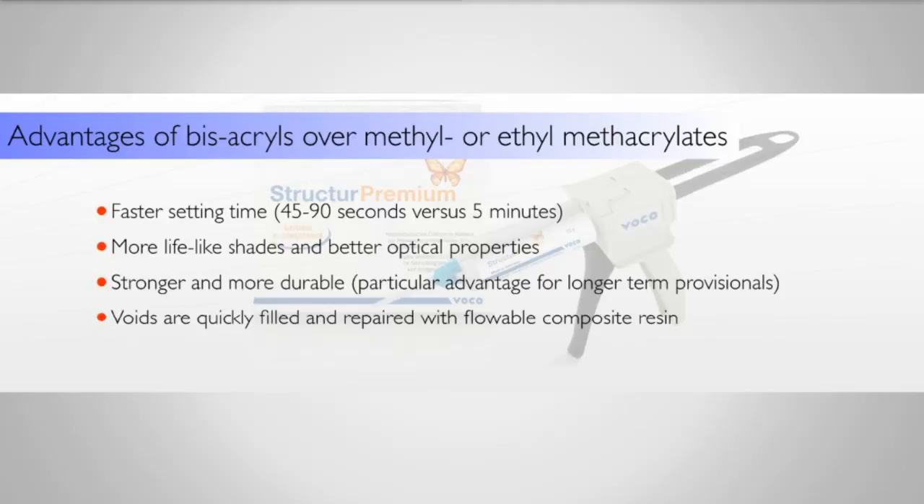The optical properties and shades are a little more lifelike. You have better translucency. And they're stronger, more durable. I've been doing this technique for several years now, and this is why I like the Structure. I just want to stay with a good thing. I have not had a fracture yet on one of these restorations. That's not to say I've never had an implant failure, but certainly have not had one of these fractures. And if you do get a void when you're making these, you can quickly fill the void with flowable composite resin. You don't have to wait another 5 minutes, for example, if you were using jet acrylic resin.